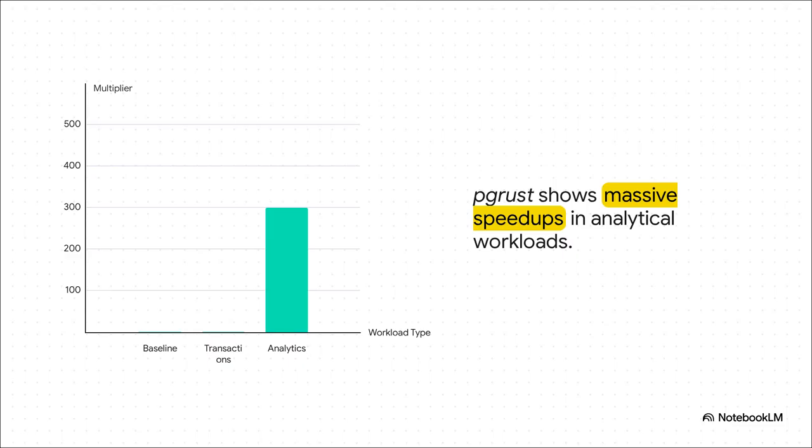For analytical workloads, where you're scanning huge amounts of data for aggregations and reports, PGRUST is running an unbelievable 300 times faster than standard Postgres. 300. That is a completely paradigm-shifting number for developers who usually have to go through the headache of exporting their Postgres data into a totally separate data warehouse just to run some reports.